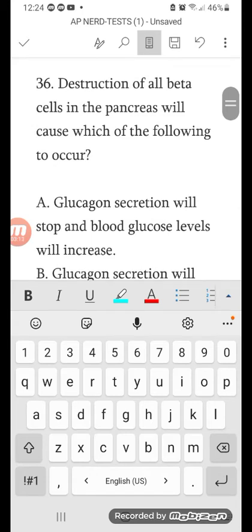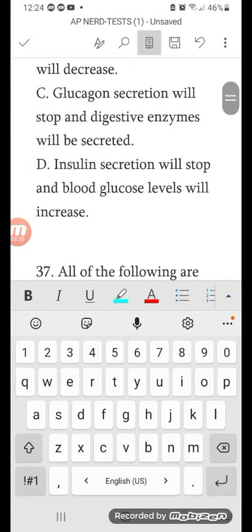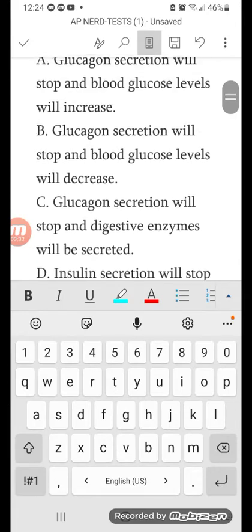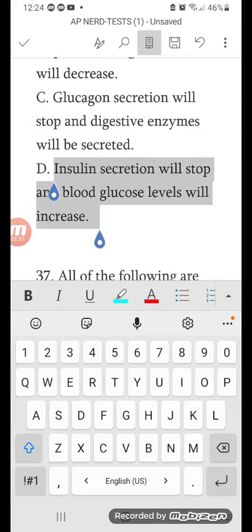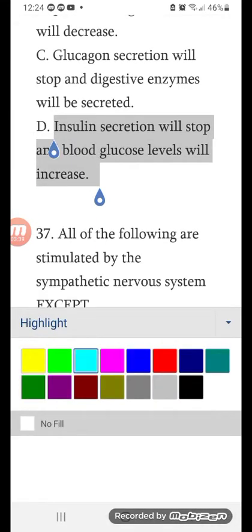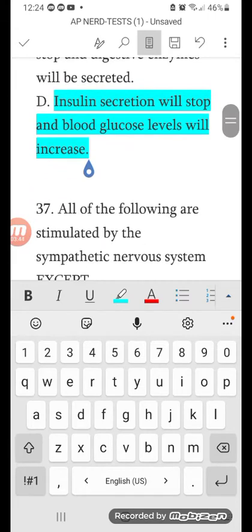Destruction of all beta cells in the pancreas will cause which of the following to occur? Beta cells produce insulin, but glucagon comes from alpha cells. So alpha cells produce glucagon, beta cells produce insulin. If we destroy beta cells, definitely it's going to affect insulin. So the answer is insulin secretion will stop and blood glucose level will increase.